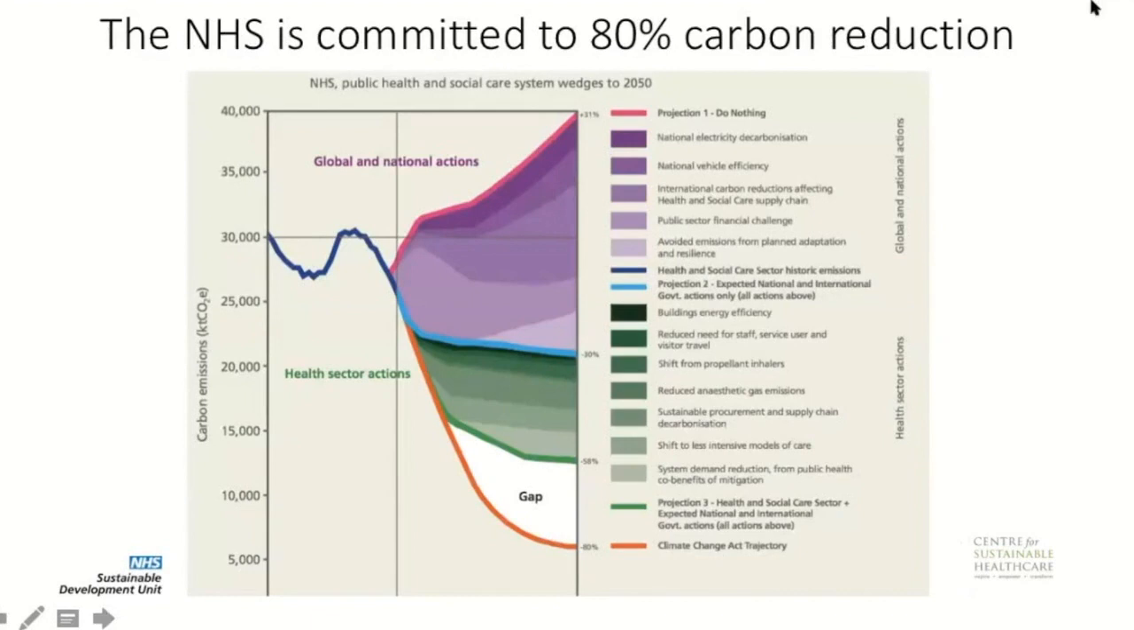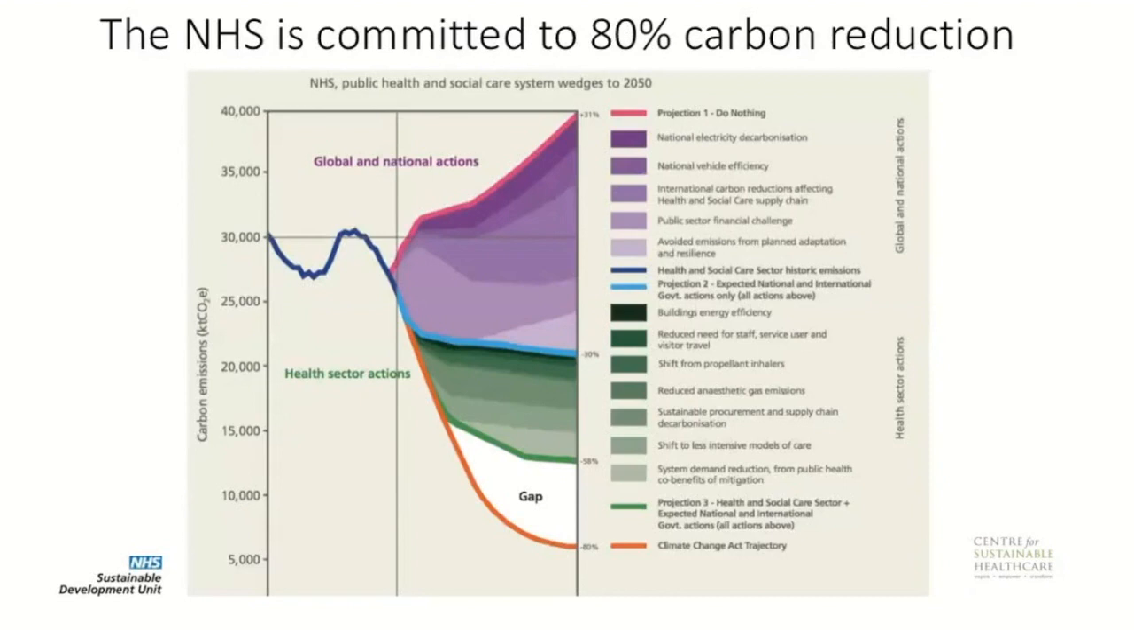So in the United Kingdom, specifically in England, the National Health Service is committed to 80% carbon reduction by 2050. And what I think is interesting about this graph is that the dark blue line on the left shows the historical carbon emissions, or greenhouse gas emissions, over the last few years. And then it shows a branch point.